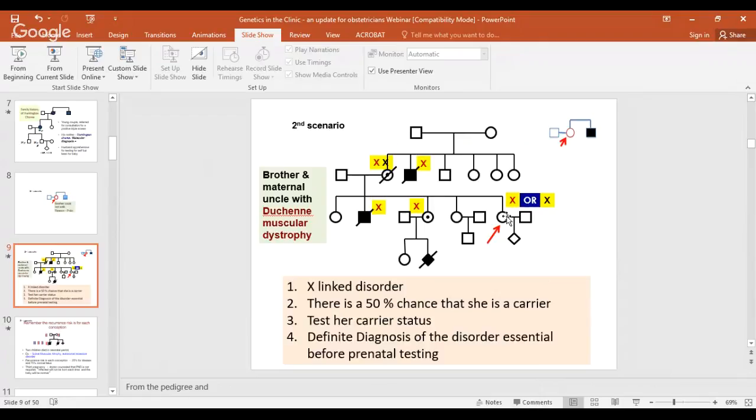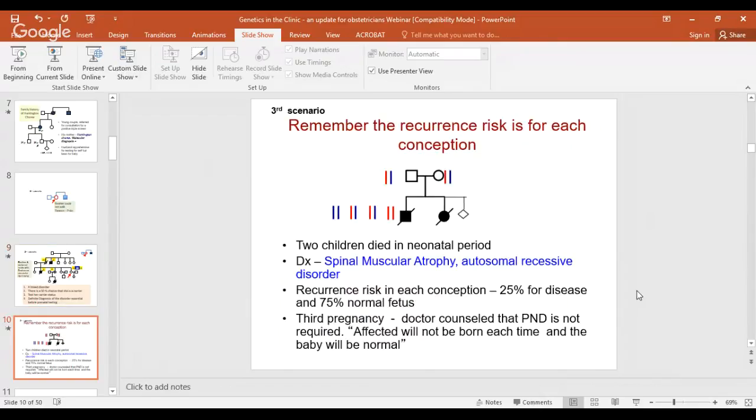And this is the test that has to be done. If she's not a carrier, there is no risk of DMD for the fetus. But if she is a carrier, then the test would need to be done. So therefore, in such situations, it is very important to ascertain the carrier status of the at-risk individual in the pedigree, like this lady, by the molecular method.